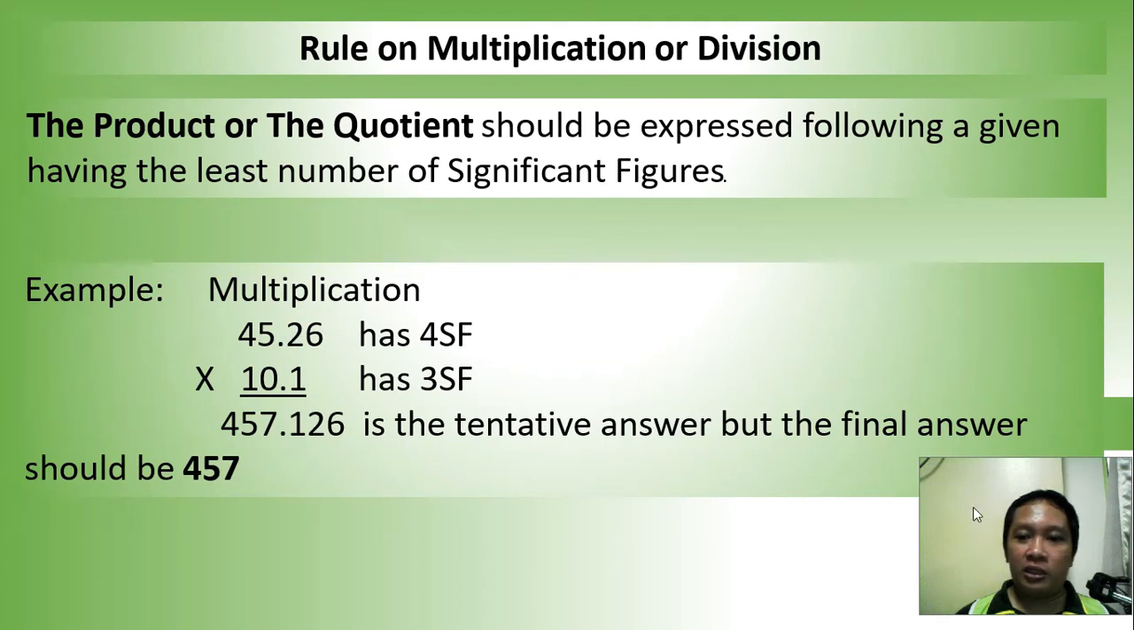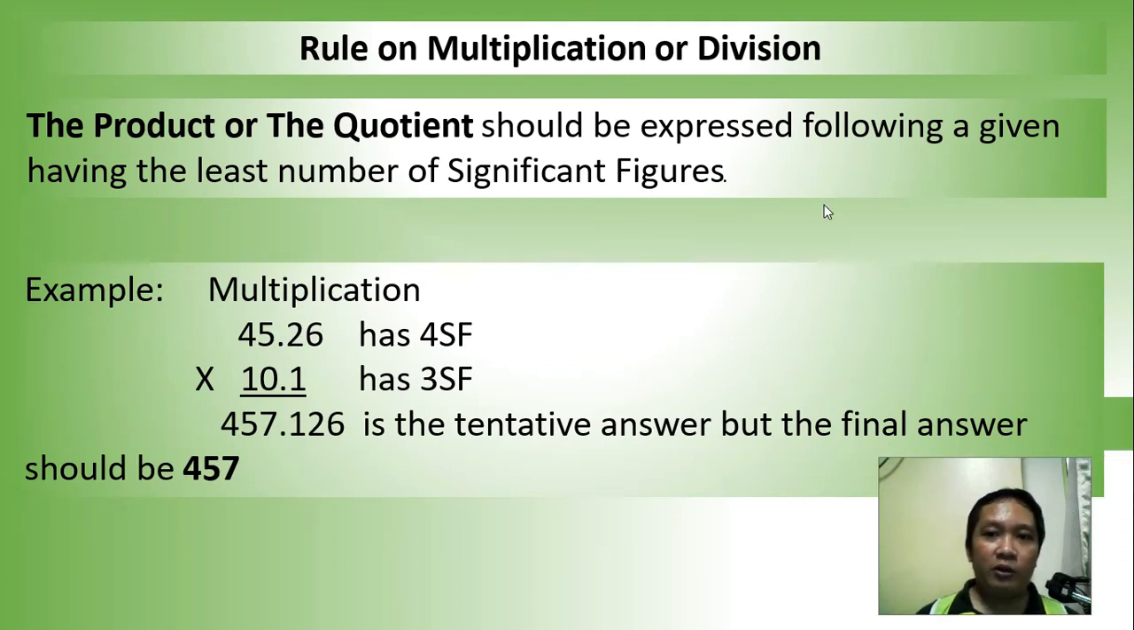Okay, these are also another case when we multiply or divide. So the result of multiplication, of course, is product, and the result of division is, of course, the quotient. So we should express our final answers in such a way that we consider the given with the least number of significant figures. So for example, when we multiply, we have 45.26. You will notice that there are 4 significant figures. All of them are significant, and we multiply that with 10.1. 10.1 has 3 significant figures.